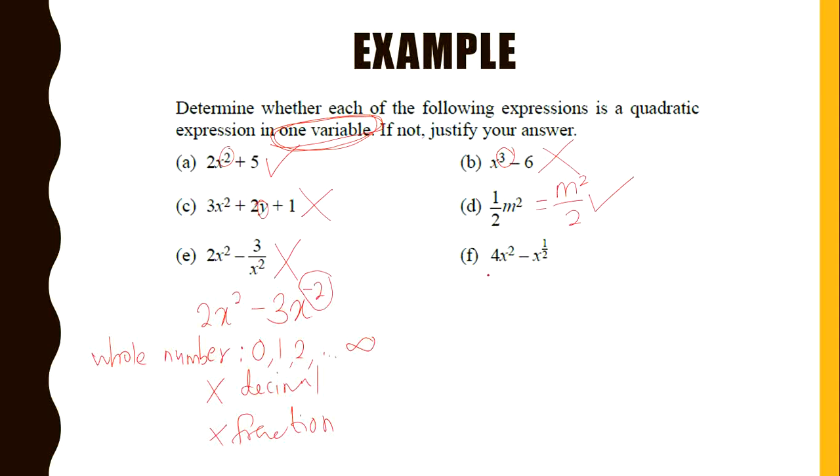Next, the last one, f. Look at f. Dia macam lebih kurang dengan e juga. Walaupun the highest power dia betul dah 2, but the power untuk variable ni, x kat tempat satu lagi ni, is this a whole number? Okay, so tengok balik. Whole number starts with 0 until infinity, but cannot be a decimal, cannot be a fraction.